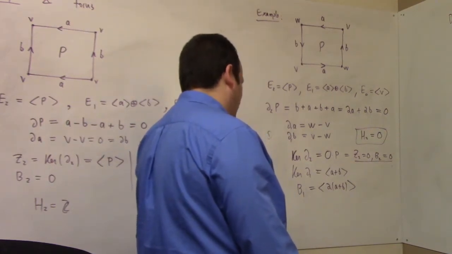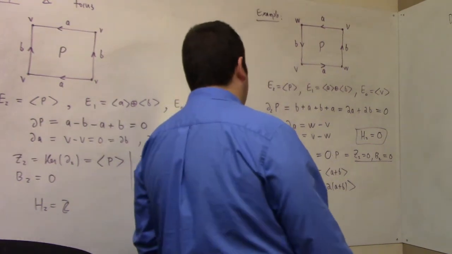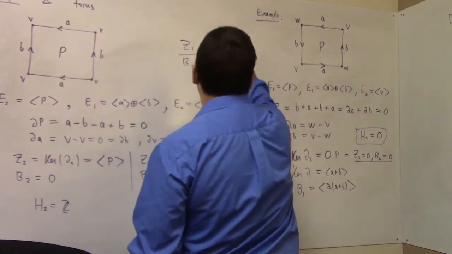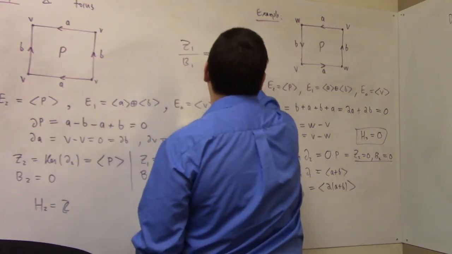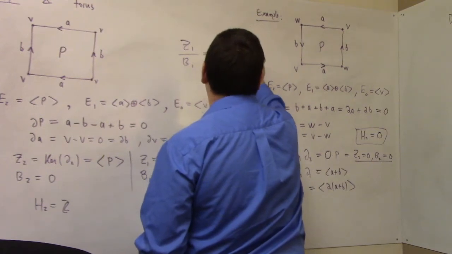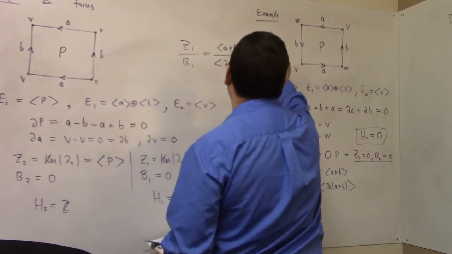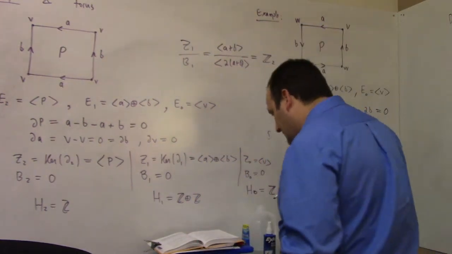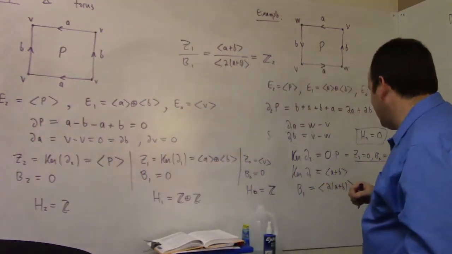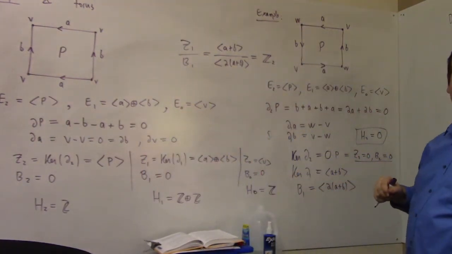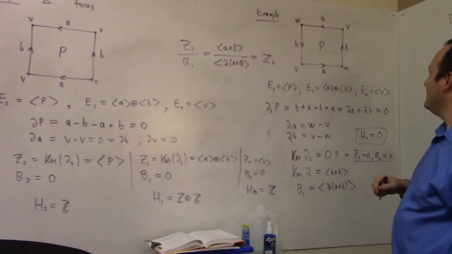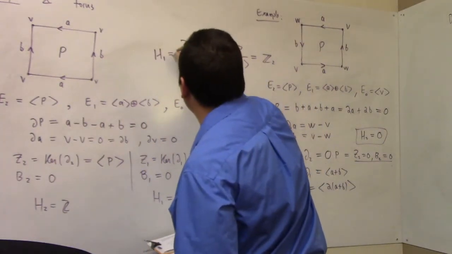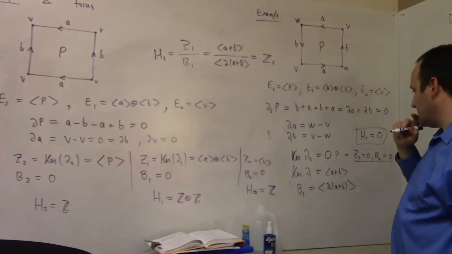So, when you take Z1 mod B1, you're looking at A plus B mod 2 times A plus B. May I speculate that that's Z2? Yeah. Right. Yay! I did some math. Sorry, small victories. So that's H1. The first homology group of the projective plane is Z2 for these reasons.